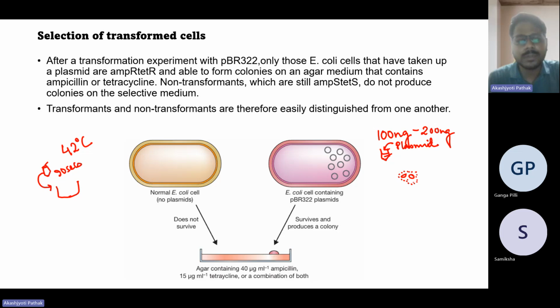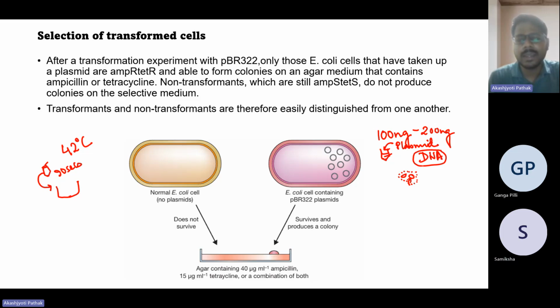Now you have to do a process so that this bacteria can uptake the plasmid from the outside into the cell. Outside means the plasmid will remain viable, taking only the plasmid, will it be viable? Yes, it will be viable. It is DNA. What is a plasmid? A plasmid is circular double-stranded DNA.